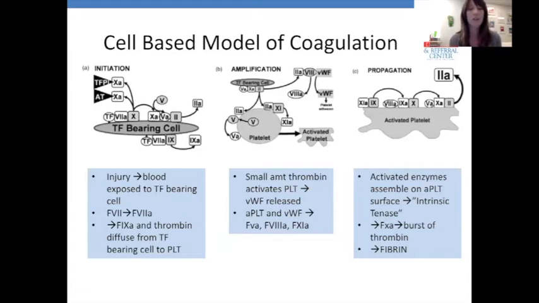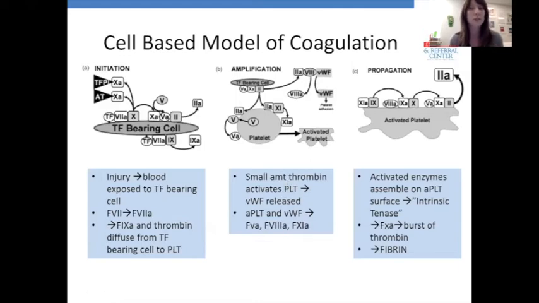And thrombin can then diffuse from that tissue factor cell to the platelet. That's a really important step because it helps to activate the platelet, and as we know, platelets are extremely important in clotting. That's going to lead us into the amplification or second stage of coagulation in this model, where the platelet becomes activated and can finally start to do its job here.